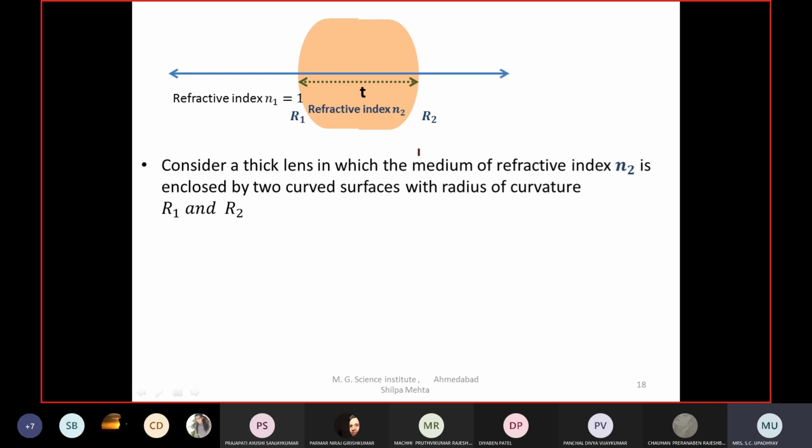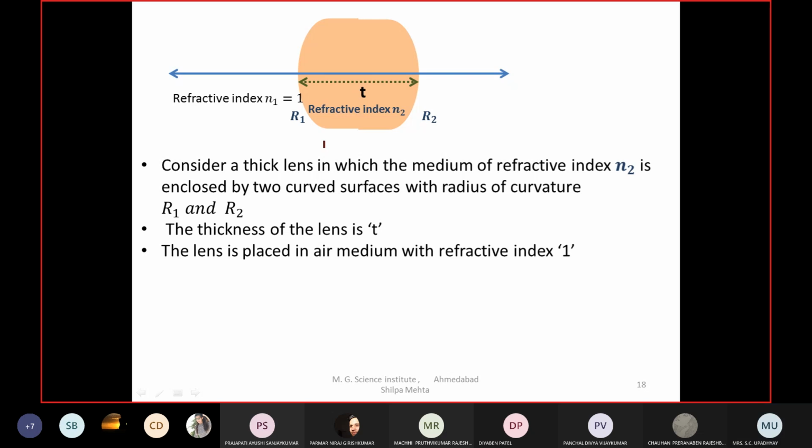So we have to consider a thick lens in which the medium of refractive index is n2, and it is enclosed by two curved surfaces with radius of curvature r1 and r2 with thickness t. The lens is placed in the air medium with refractive index 1. We want to find the action of this lens on the ray. That is, the system matrix of the lens we want to find out.